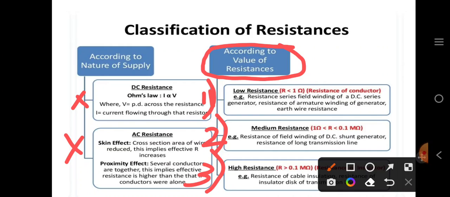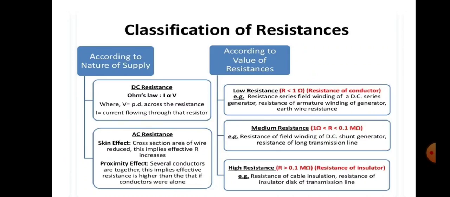And the third type is the high resistance. If the resistance is above 0.1 mega ohm, then that type of resistance is called high resistance. Resistance of cable insulation and resistance of the insulator disc of a transmission line. These are the examples of high resistance.